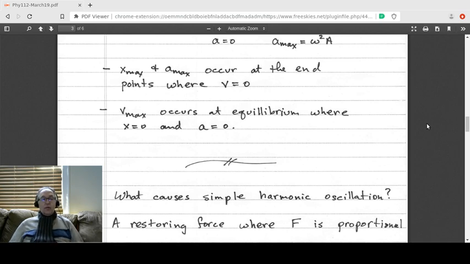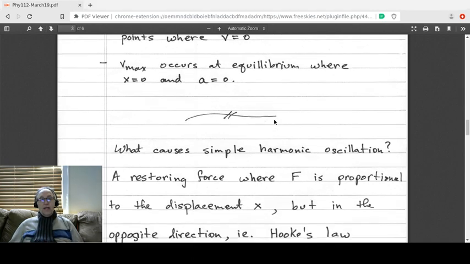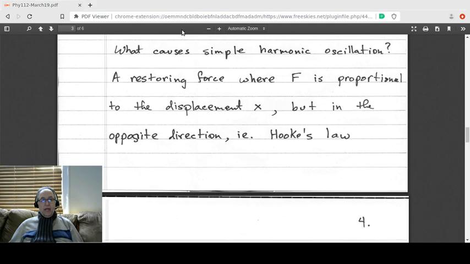Okay, now that covers the kinematics of the simple harmonic oscillator. That is position, velocity, acceleration, and how they relate to one another. The next question is one of dynamics. Like, what causes something to undergo simple harmonic motion? How would you have simple harmonic motion occurring? And the answer is you have to have a restoring force which is proportional to the displacement x. In other words, that's Hooke's law.